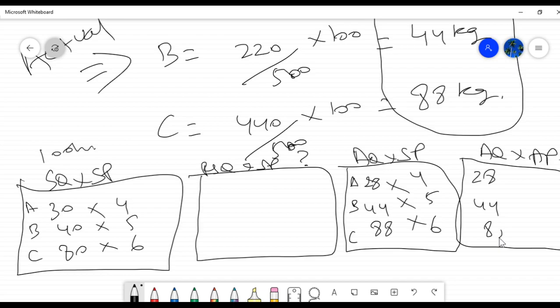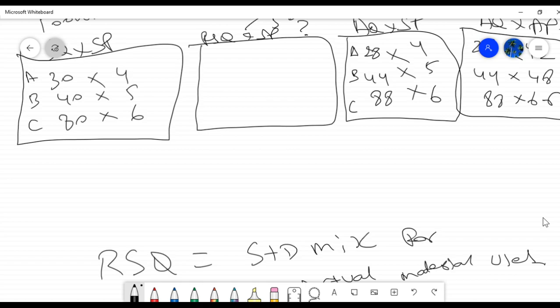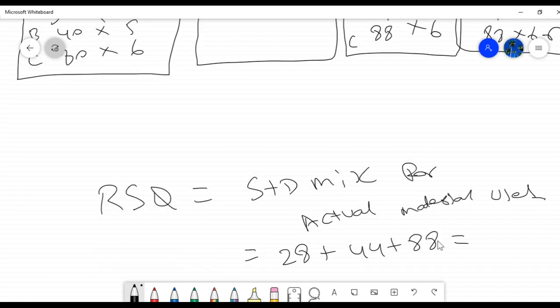Revised standard quantity, how to identify that? Revised standard quantity equal to standard mix for actual material used. Actual material used for how much? In this question for 100 kg, how much we used? 28 plus 44 plus 88 is actual material we used. How much will come? 160 kg. 160 kg is the actual material used.